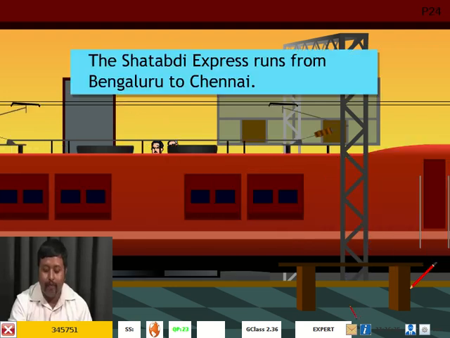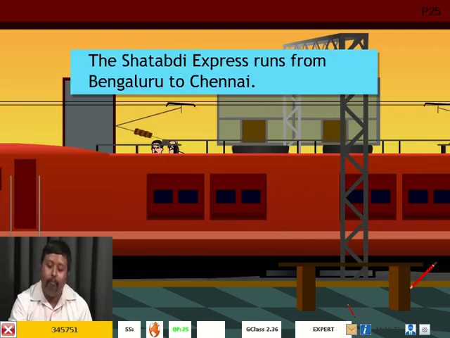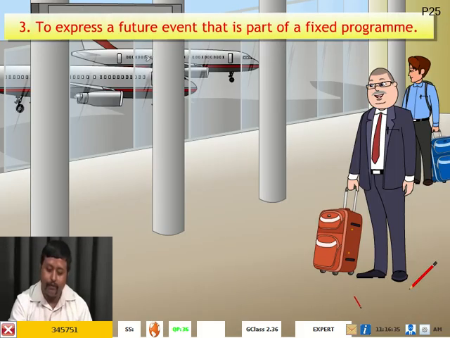Okay. So, next up, the Shatabdi Express runs from Bengaluru to Chennai. It is a permanent thing, it always runs. So, that would be what? Present tense.